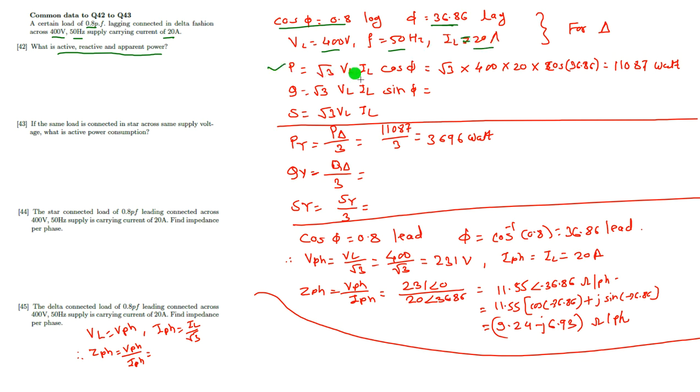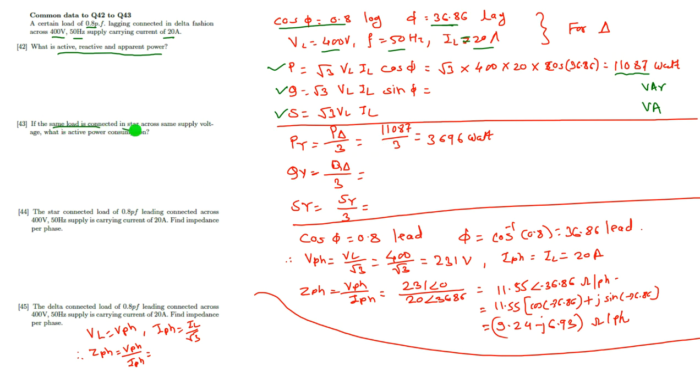So active power is root 3 VL IL cos phi. So it is root 3 into 400 into 20 into cos of 36.86. It gives you 11,087 watt. Similarly, you calculate the reactive power and the apparent power for this. Okay, so root 3 VL IL sin phi, and root 3 VL IL. From this you will get the reactive power in VAR and apparent power in VA. So you calculate this.